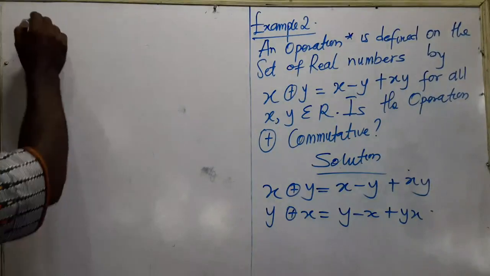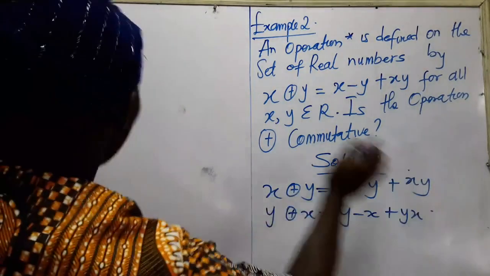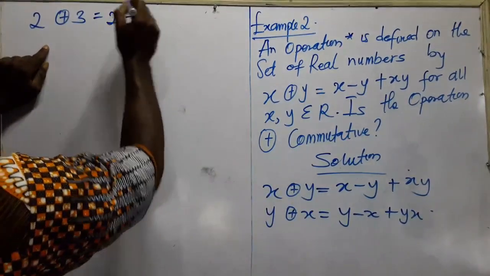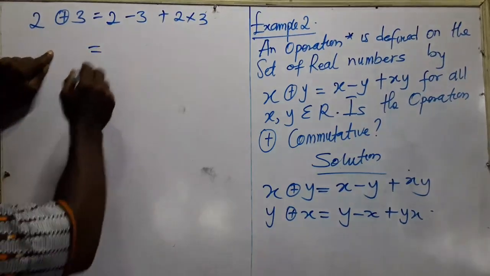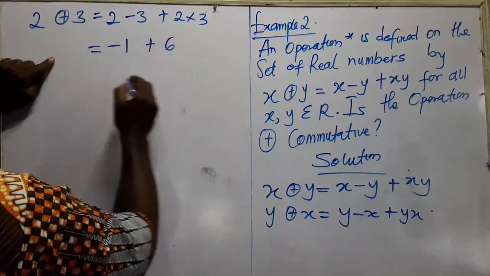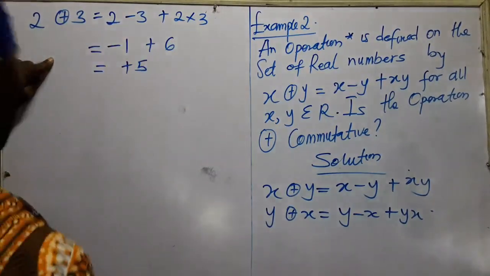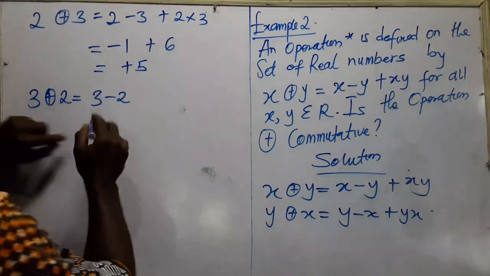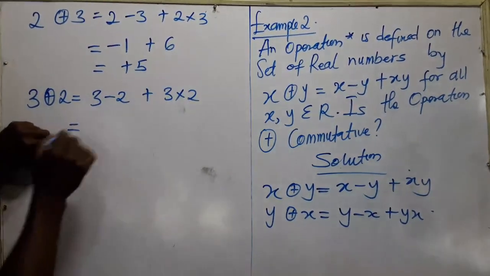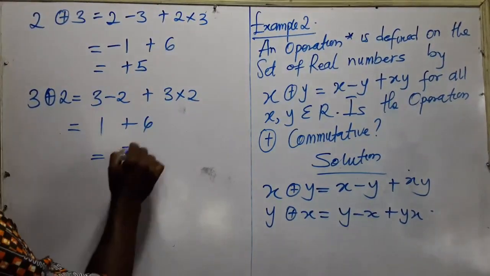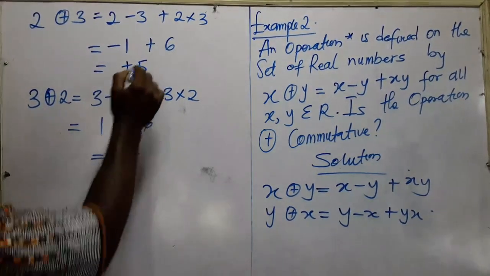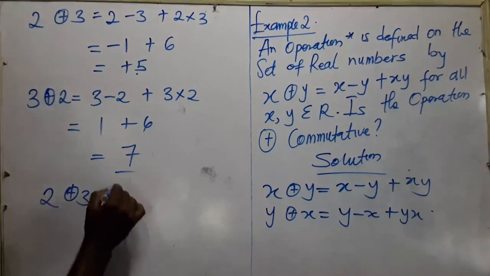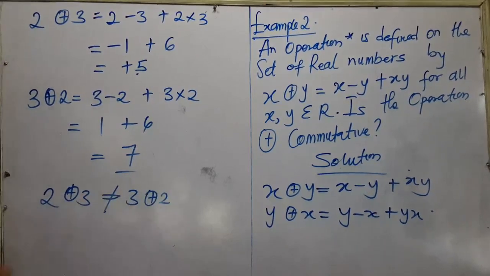Let's assume we have real numbers like 2 operation 3. From our definition, 2 operation 3 will be 2 minus 3 plus 2 times 3, which will give us minus 1 plus 6, which is 5. Now let's define the same operation on 3 operation 2, which is 3 minus 2 plus 3 times 2. So we have 1 plus 6, which gives us 7. But recall that 5 is not equal to 7. This tells us that 2 operation 3 is not equal to 3 operation 2. Therefore, since the results are not equal, the operation is not commutative.